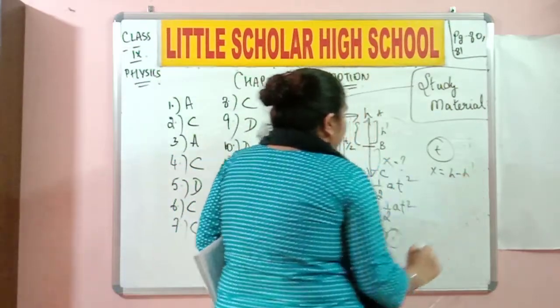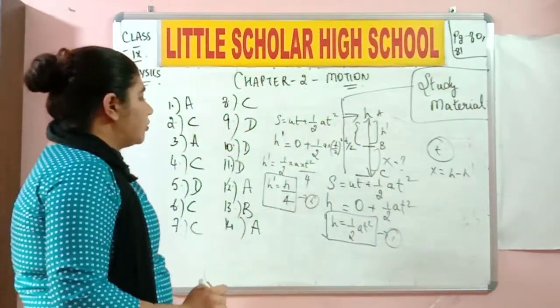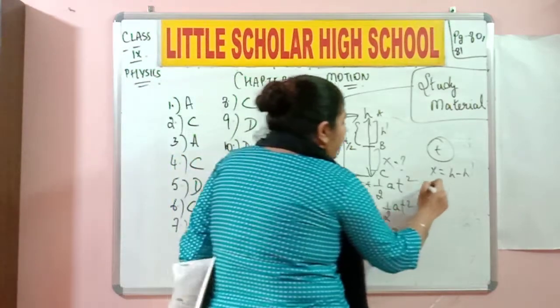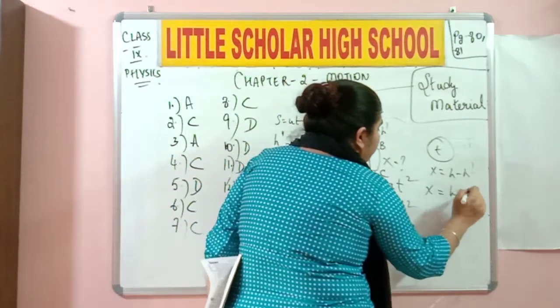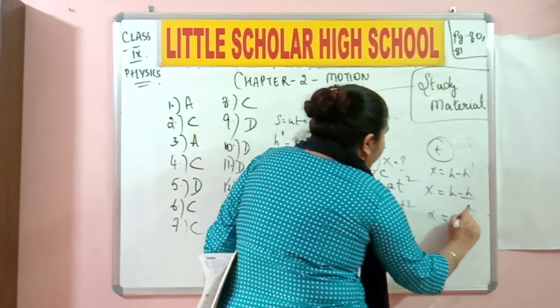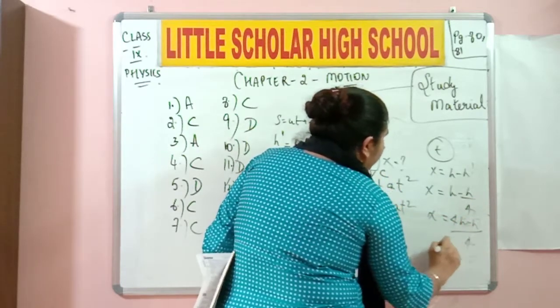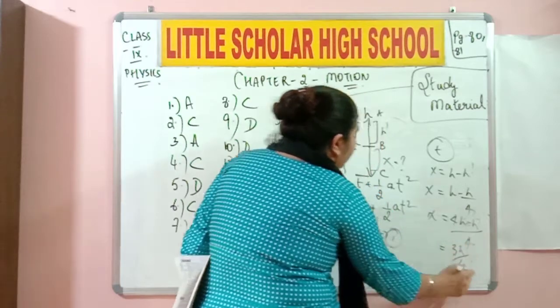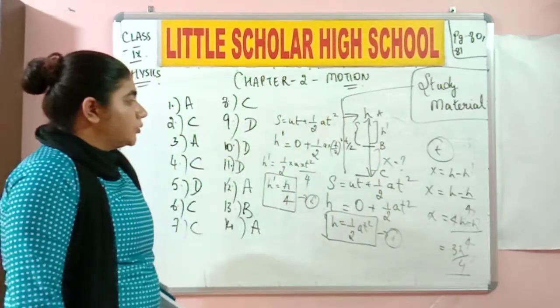So that is what I need to know. Here h minus h dash is nothing but x, which is equal to h minus h by 4. So x is equal to 4h minus h by 4, which is 3h by 4. Okay with everyone? So this is what you need to know.